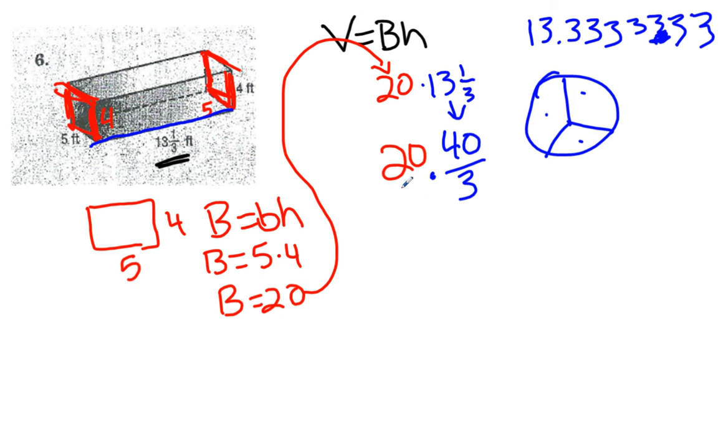And now we have a whole number times a fraction, and we remember that we can multiply this if we just change that whole number into a fraction as well. And we can do 20 times 40. I know 2 times 4 is 8, so 20 times 40 is going to be 800. 1 times 3 is just 3. And then we just say how many times does 800 go into 3?